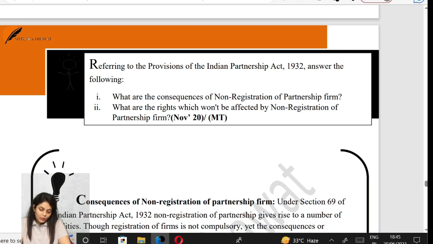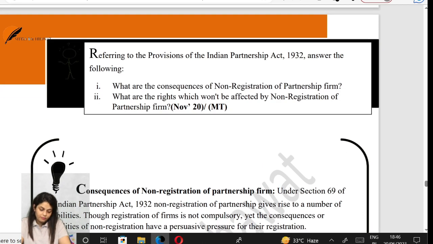What are the consequences of non-registration of a partnership firm? It cannot sue a third party, it cannot claim a set off of more than rupees 100, and the partners cannot sue each other except for the dissolution of the firm.